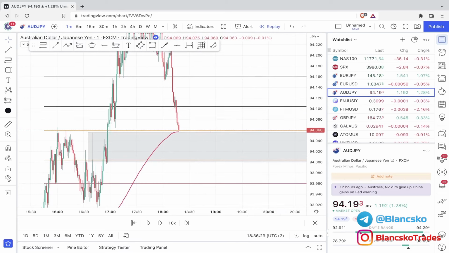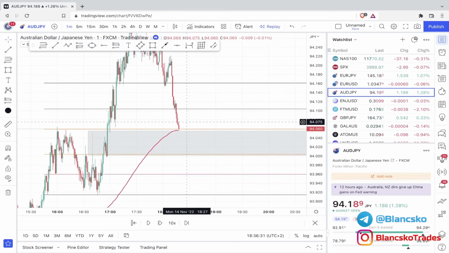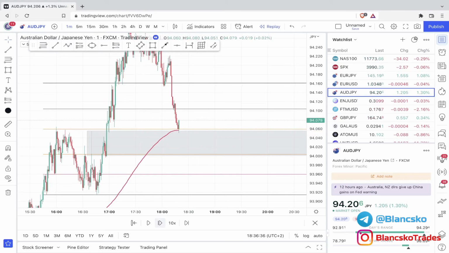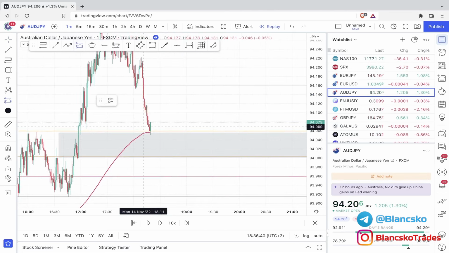And we know that price tends to reject from it. So this is another added confluence. Okay, so check this out. Rejection straight away, bullish engulfing, and what I would do is I would enter right here on the candle closure.